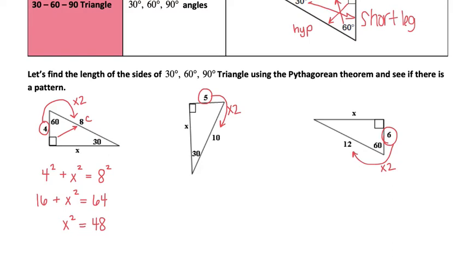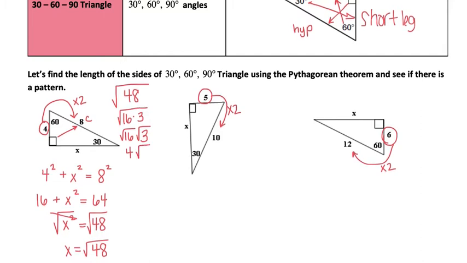Then we'll take the square root of both sides to get x by itself. Square and square root cancel each other out, so we're just left with x. And then we've got this square root of 48. Now we need to simplify it. What's the biggest perfect square that goes into 48? 16, and that's 16 times 3. We'll split those up into two separate square roots. Square root of 16, square root of 3. The square root of 16 is 4, and we'll keep that square root 3 on the end. So x will equal 4 square root 3.